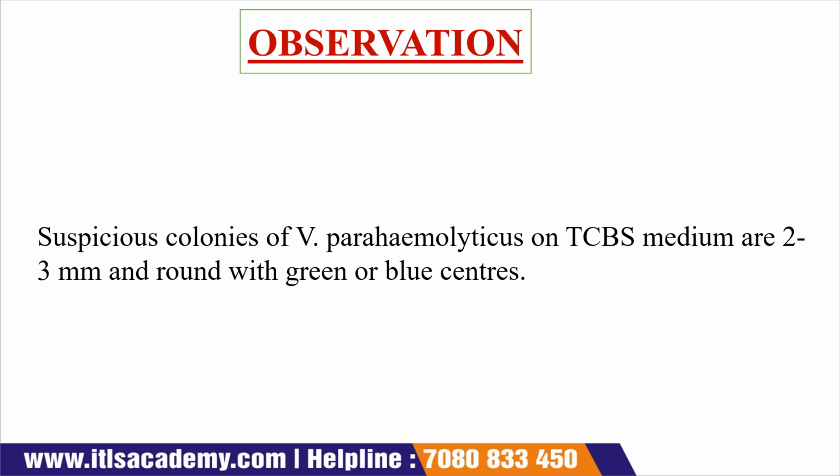Observation is what? Suspicious colonies of Vibrio parahaemolyticus on TCBS medium are 2 to 3 mm round with green or blue center. Okay, so if we get the round colonies of green or blue, then it is what? It is the required microorganism or required bacteria.